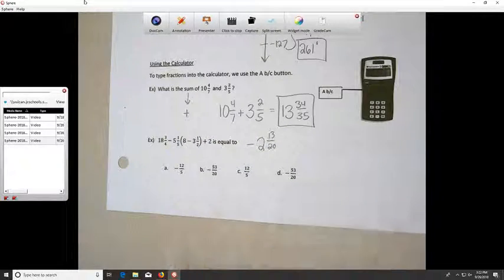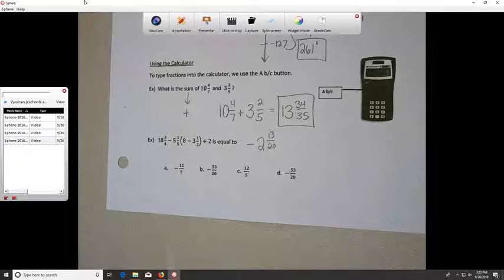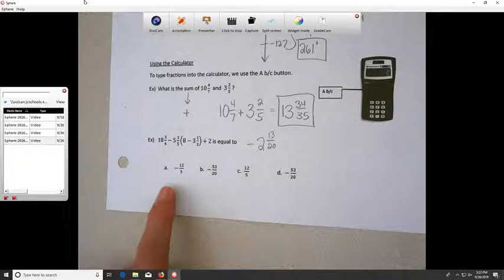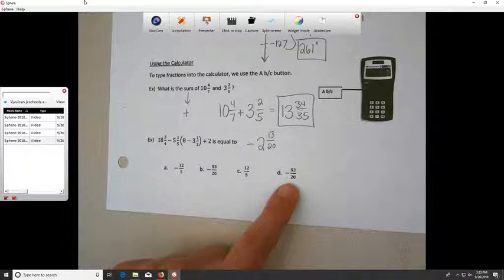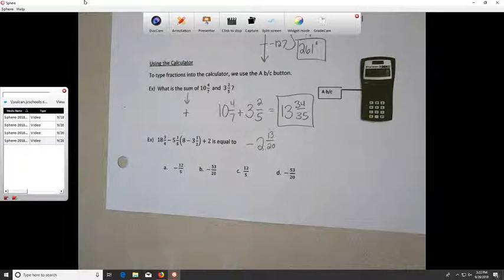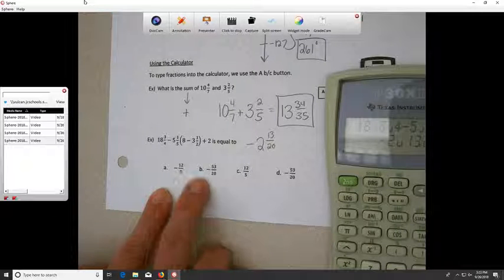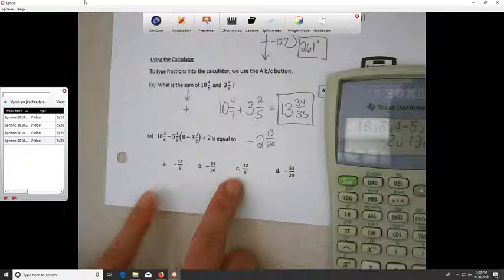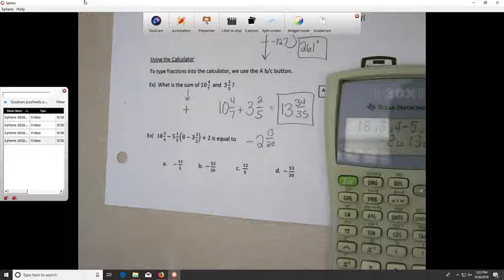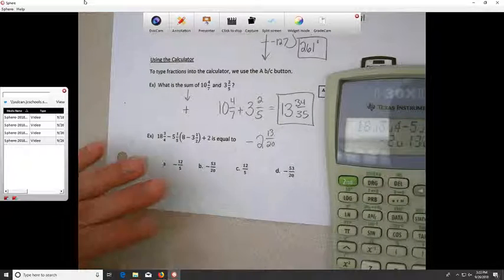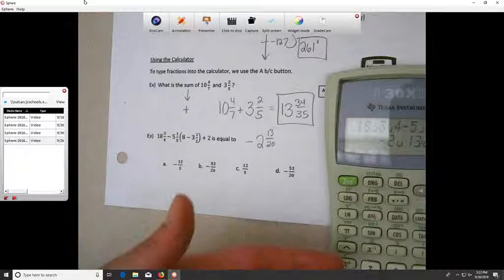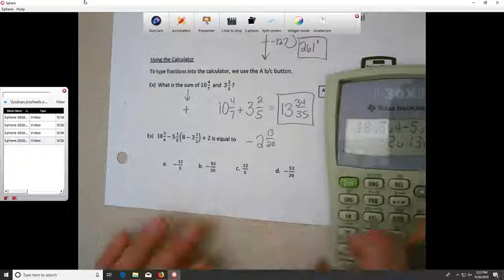Alright, now you're looking at your 4 answer choices, and you're like, there is no answer choice that's negative 2 and 13/20. Well, this is a mixed number. These ones are improper fractions because the top is bigger than the bottom. We didn't really talk about how to switch between mixed numbers and improper fractions. So what you can do is you can type these answer choices into your calculator. It will turn those into mixed numbers for you because an improper fraction is not simplified. Whenever you type a fraction into the calculator, it will simplify it for you. So we're just going to get these simplified.